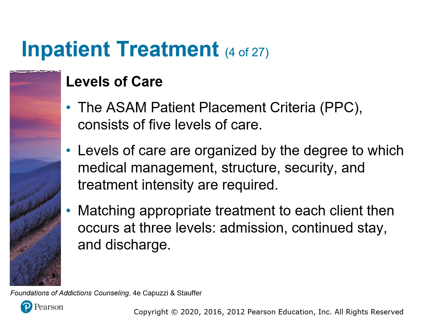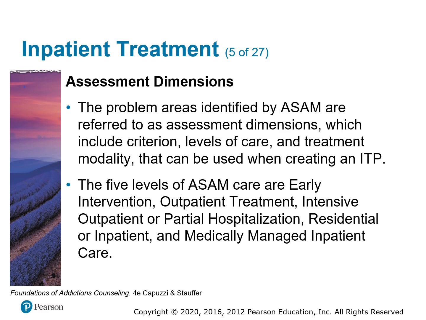So levels of care. We talked about ASAM, I'm sorry, the American Society of Addiction Medicine, which has placement criteria. It consists of 5 levels of care. Levels of care are organized by the degree to which medical management, structure, security, and treatment intensity are required. So matching the appropriate treatment to each client occurs at 3 levels: admission, continued stay, and discharge.